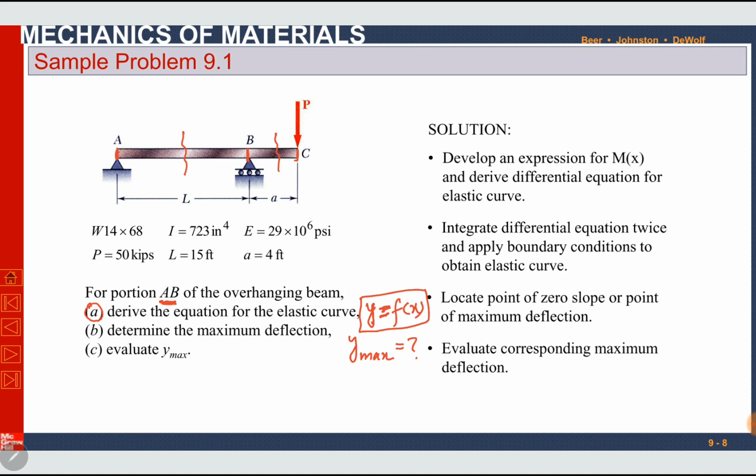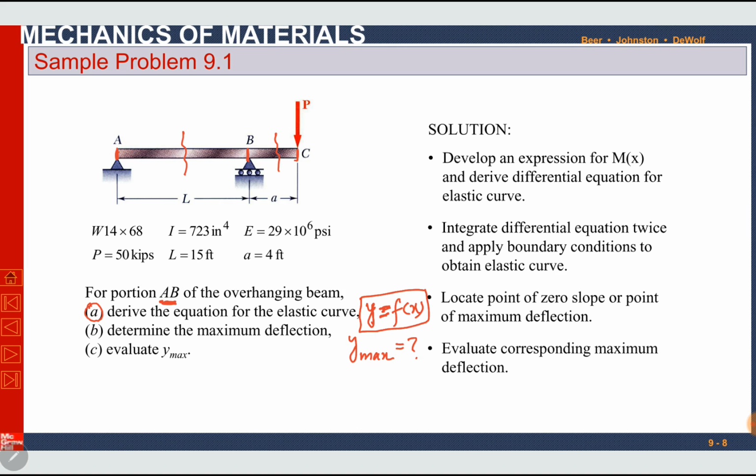And in part C, we are asked to evaluate y maximum. What is the difference between part B and part C? In both parts, we are asked for maximum deflection, but part B is to determine maximum deflection, meaning a general expression for y maximum, and part C is to evaluate a numerical value of the y maximum.